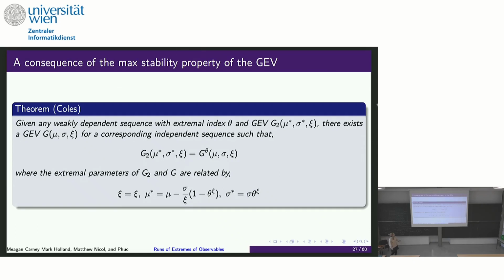Now, there is a nice property of the GEV, and that's max stability. There's some relationship between the GEV we obtain and the extremal index. But the only thing is that we actually only get out this mu star, sigma star, xi when we fit the maximum likelihood estimation. So even though there's a relationship between our location and scale and the extremal index, we don't know what that is. It's just one number that comes out.